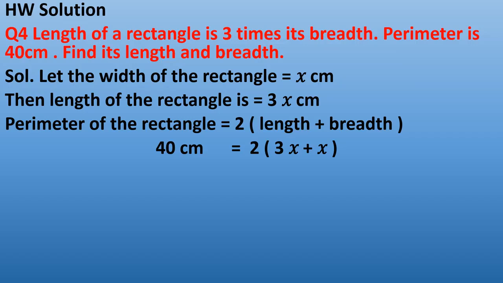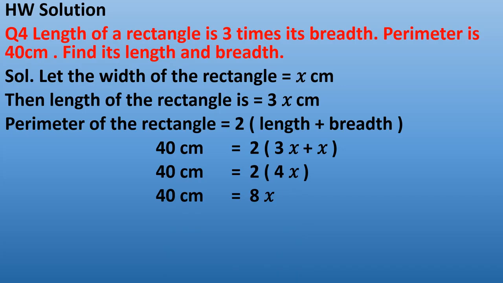In place of perimeter we will write down 40 centimeter. Equal sign will remain equal sign. 2 will remain 2. Bracket open length. Now what is the length? See what we have written, length 3x. So in place of length write down 3x. What is the breadth we have written? x. So in place of breadth we write x. So 40 centimeter equal to 2 bracket 3x plus x.